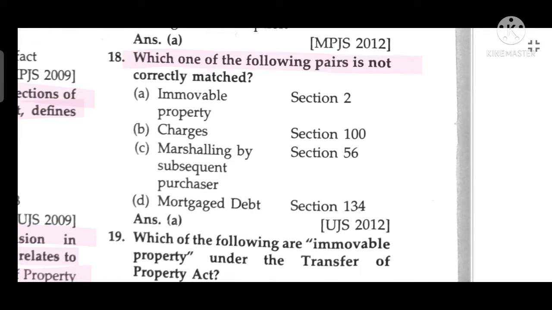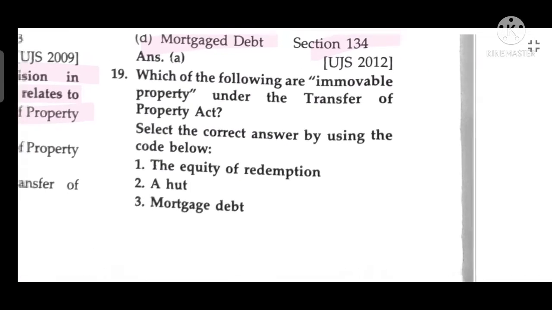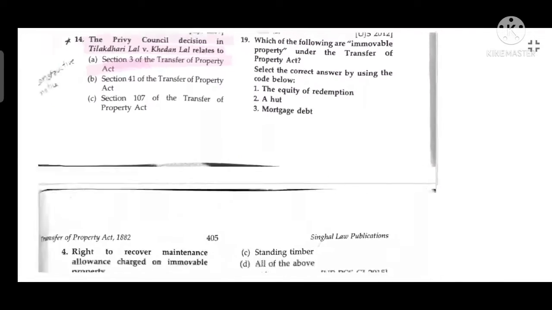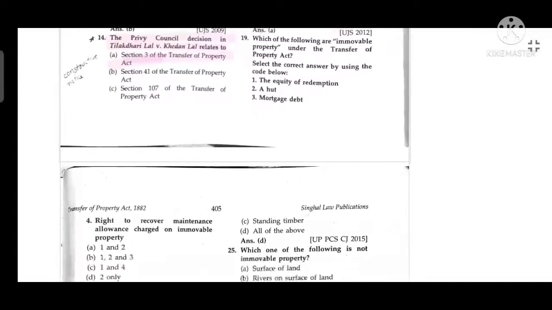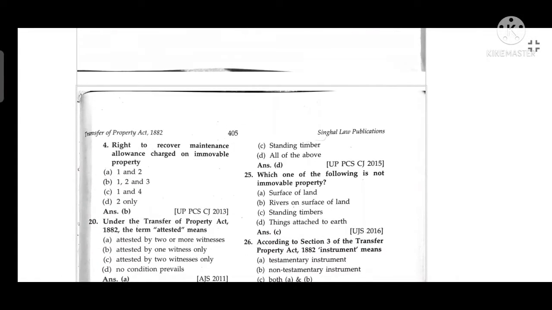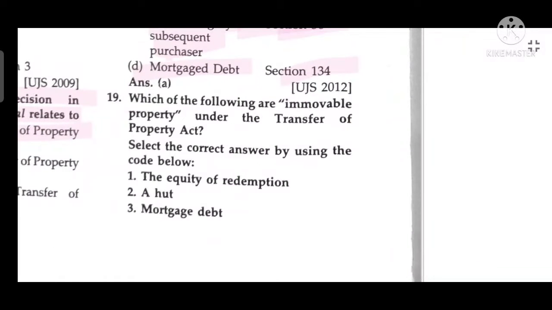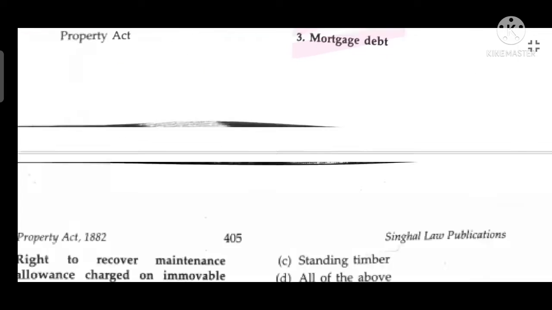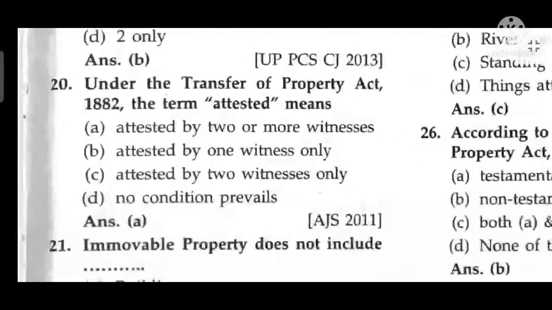Which one of the following pairs is not correctly matched? Immovable property, Section 2. Correctly matched are charges, Section 100, marshalling by subsequent purchaser, Section 56, mortgage debt, 134. Which one of the following is immovable property under the Transfer of Property Act? Equity of redemption, an heir, a mortgage debt, all are immovable property.